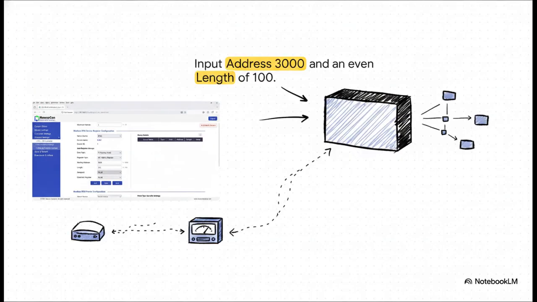Right below the data type, we set our register type. For this one, it's 03, holding register. Then we input our starting address of 3000 and that even length of 100 we just talked about. This single configuration step is a real game changer because it grabs a massive block of continuous data from the meter all at once, which makes it highly efficient for network traffic.